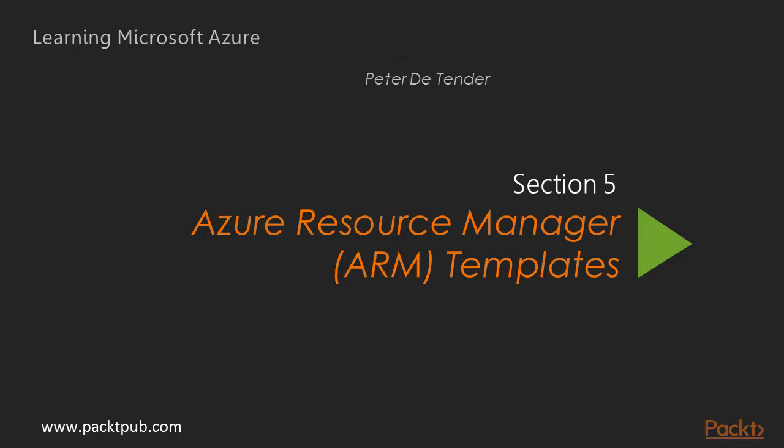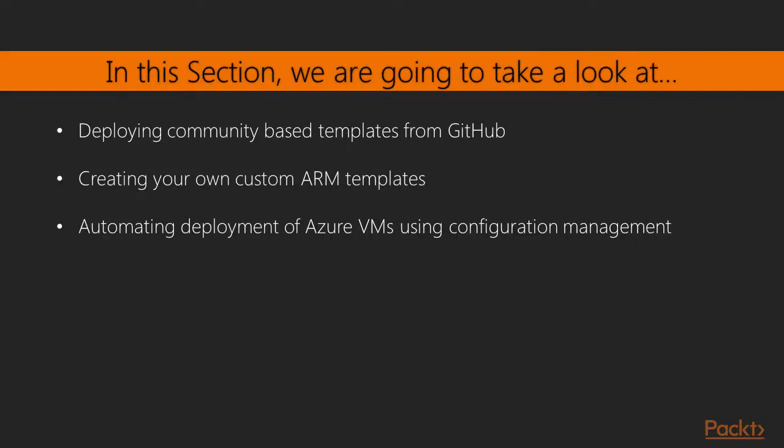We've now arrived at Section 3, which is the last section in this volume, talking about Azure Resource Manager templates. In this section, we're going to take a look at deploying community-based templates out of GitHub, which is somehow a recap of one of the previous videos, and then zooming in a little bit more on what it takes to create your own customized ARM templates. So it's not really using pre-configured templates from GitHub or the Azure Quick Start, but really starting from a scratch, fresh template and showing you how you can create one yourself.